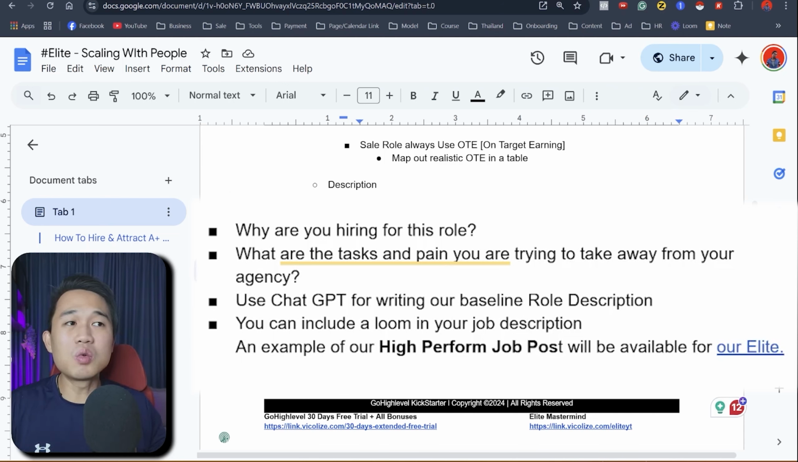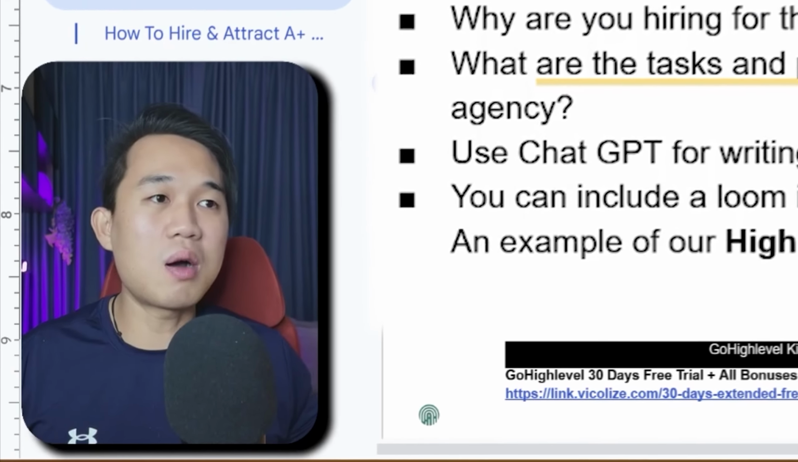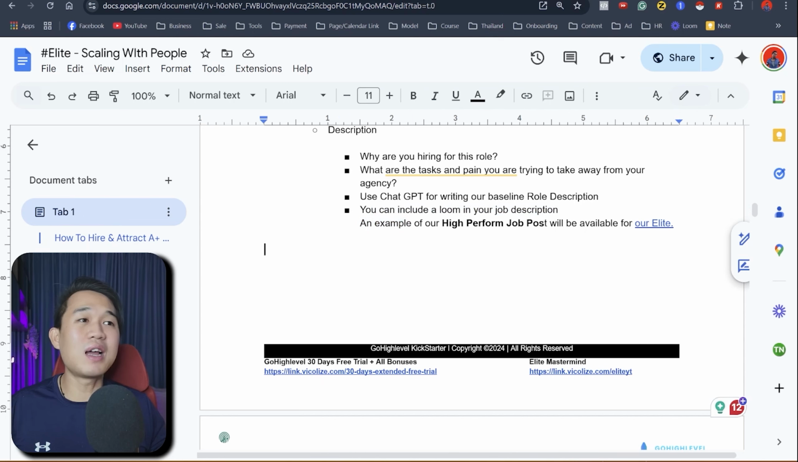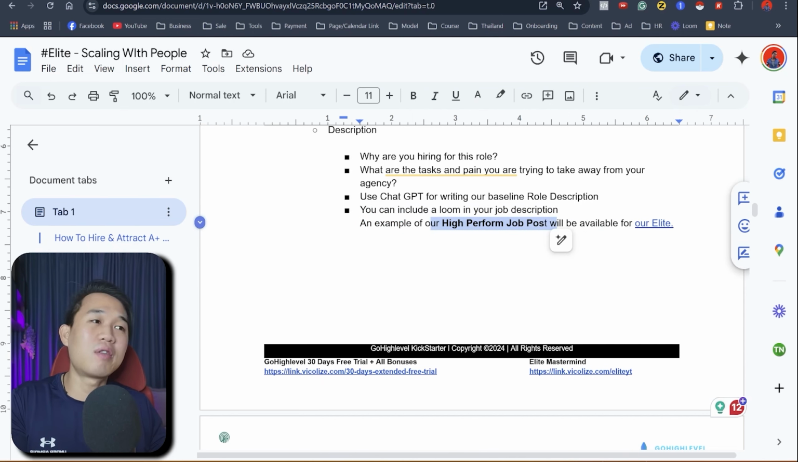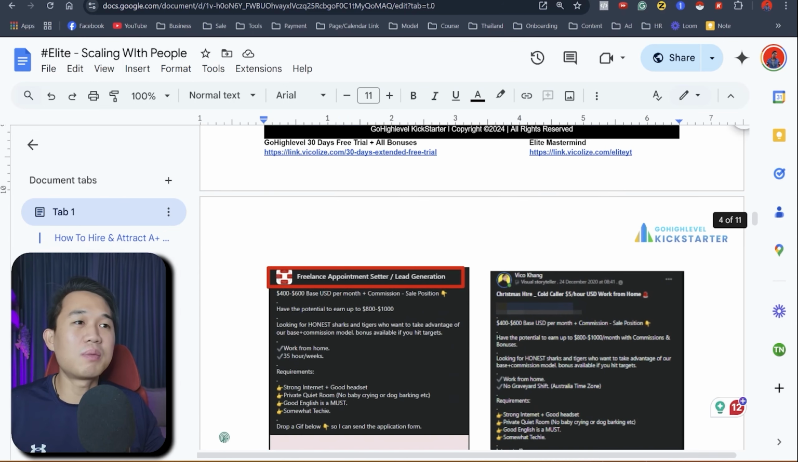You can also include a Loom for a job description. We like to do that. So instead of writing a lot, we can have a 7-minute Loom that explains what the job is, what we expect from them, and what they'll be doing every day. So we actually have a high performance job post in the form of a Loom. If you are part of our lead, we'll show you what that looks like. We have a Loom that's been watched hundreds and hundreds of times. That's how we know it was very high performance, right?